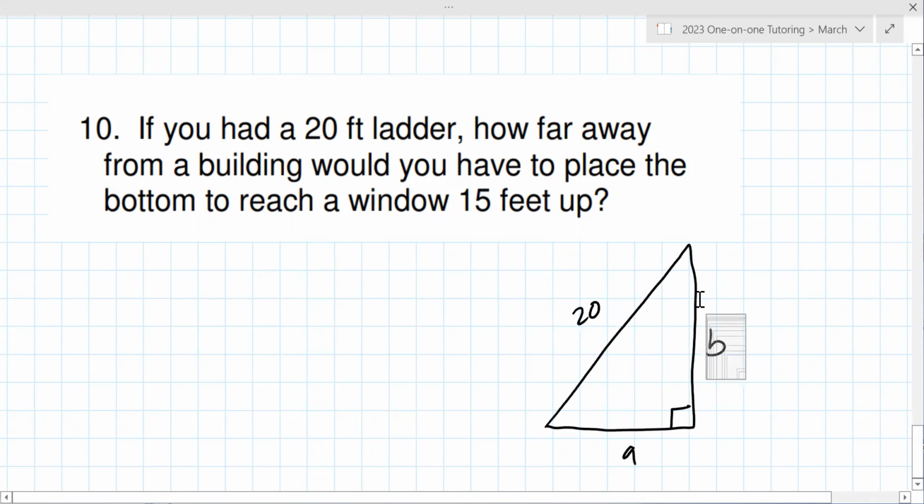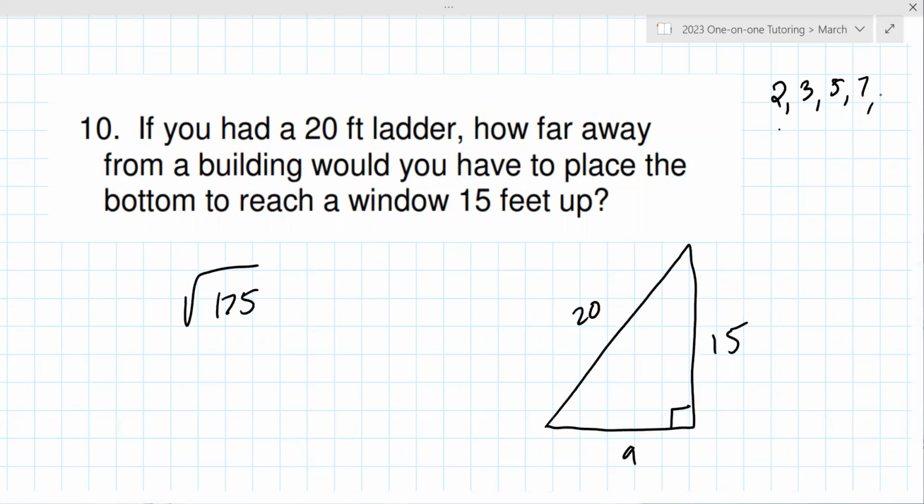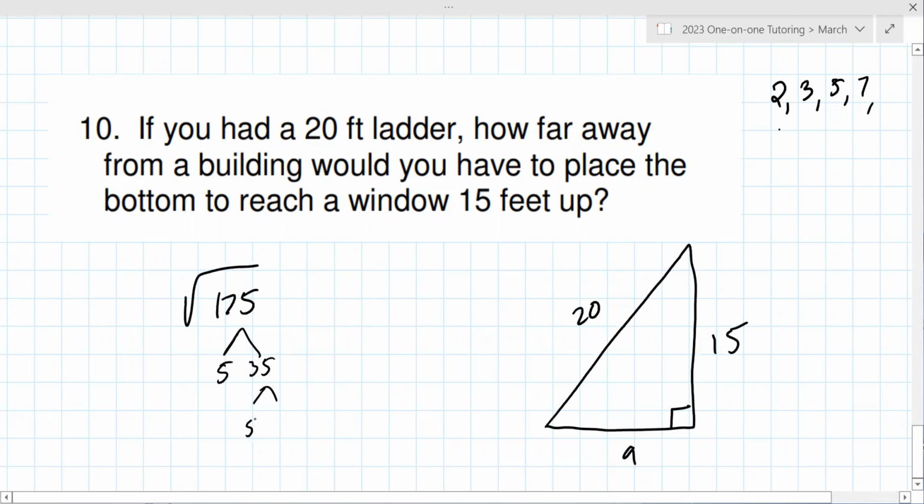Okay, very good. And yes, you're right. You do have to reduce the square root of 175. You're going to try prime numbers 2, 3, 5. You want to go in that order though. Okay. So 5, it'll be 35, and 5. And then I do 7 and 5, and it'll be 5 square root 7. Now this one has units, so you'd want to put feet there. Feet. Yeah. But that's very good.